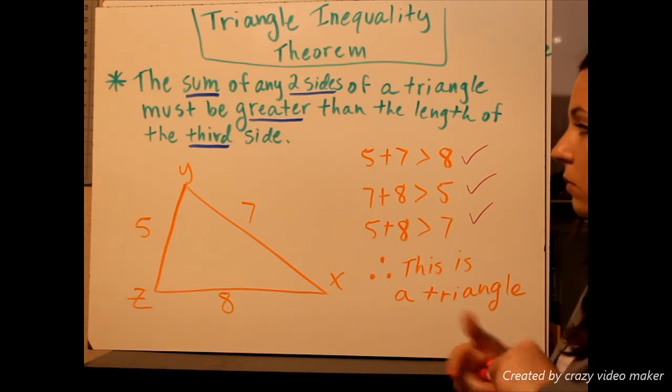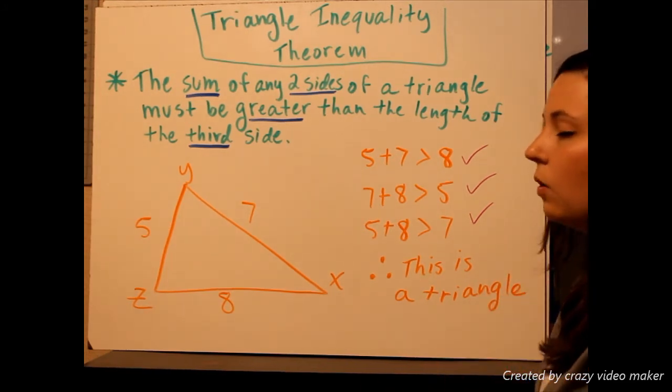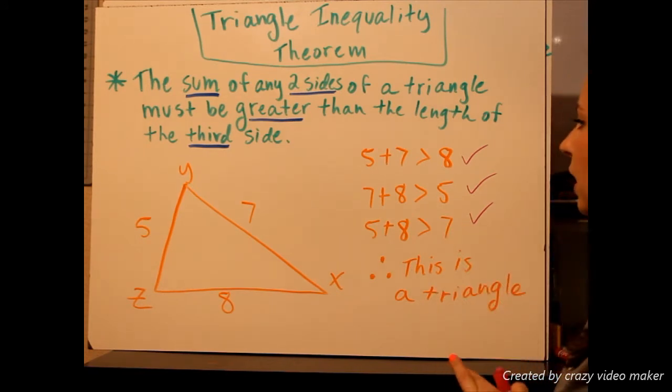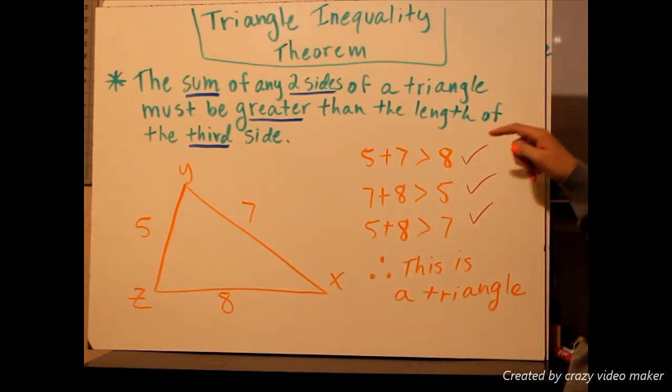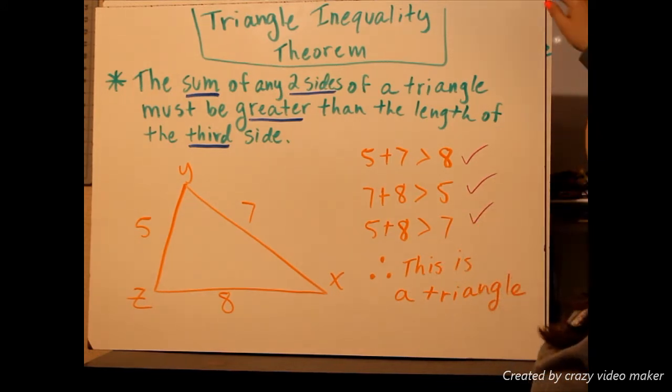And that's all there is to it. So you just need to go through and check all three pairings of sides and check it against that third remaining side. You're always going to have three inequalities on any problem that you do with this. So we'll go on to our examples.